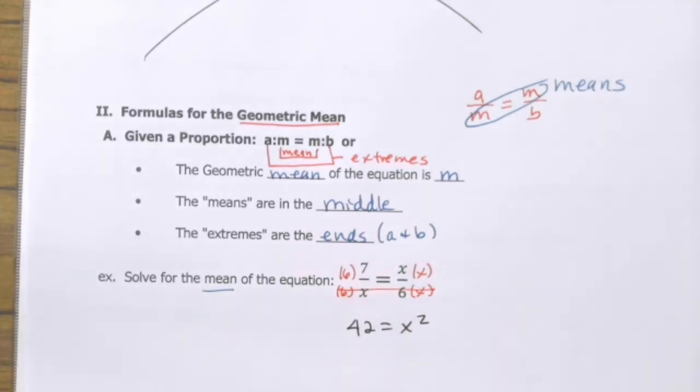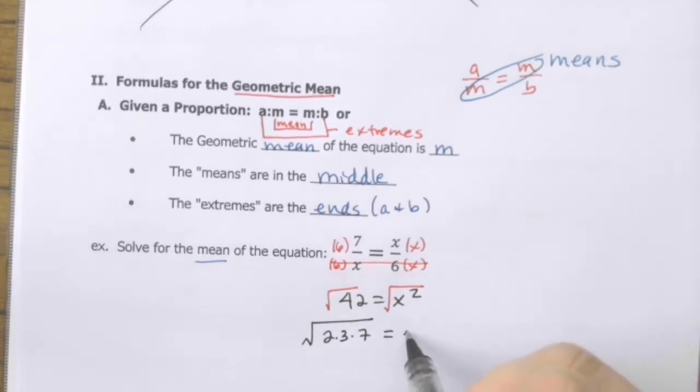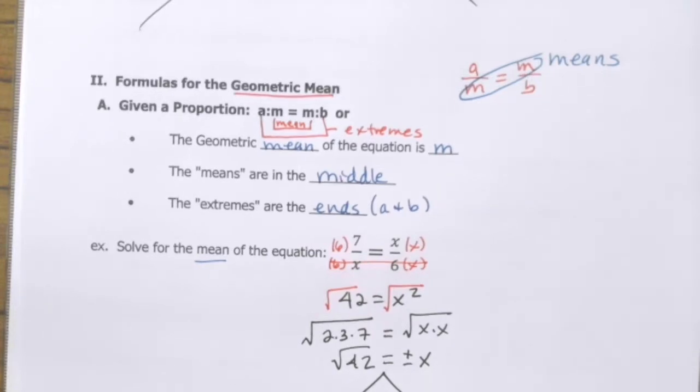To solve for x, we need to take a square root of both sides. So square root of 42, let's see, it's 6 times 7. 2 times 3 times 7. So none of that simplifies, which means 42 stays. And x squared is x times x. So 2 x's, 1 comes out. It is positive and negative. And radical 42 stays the same. So to get your x's, we have positive x equals radical 42 and negative x equals radical 42.